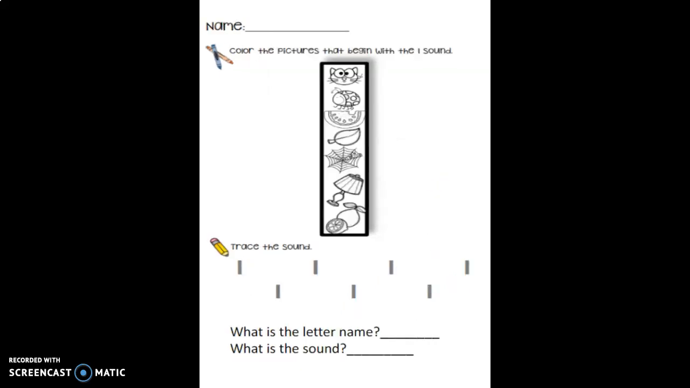The next one is the L. L, L, L, L. So let's start. Cat. This is a ladybug. Slice. Leaf. Spider web. Lamp. And lemon. So circle the ones that start with the L sound.